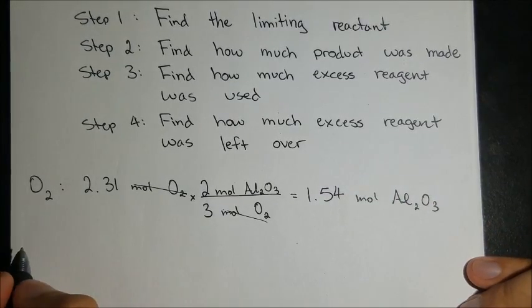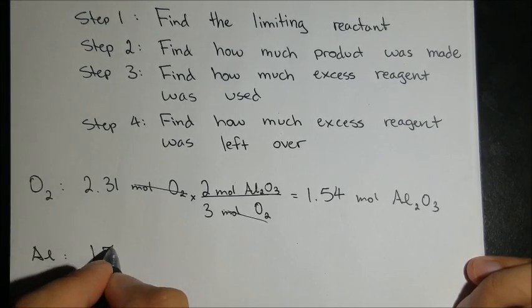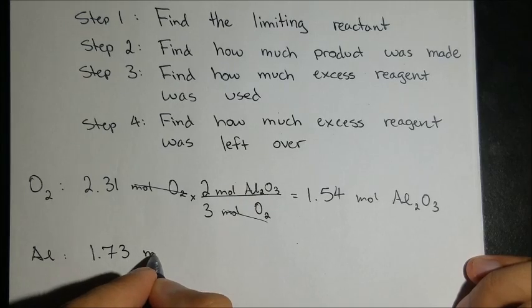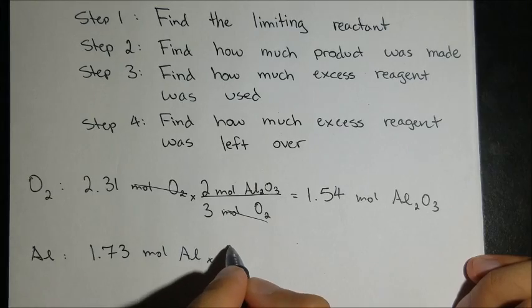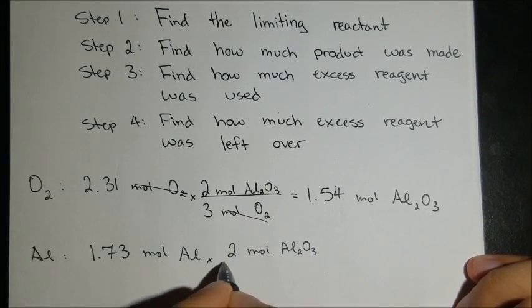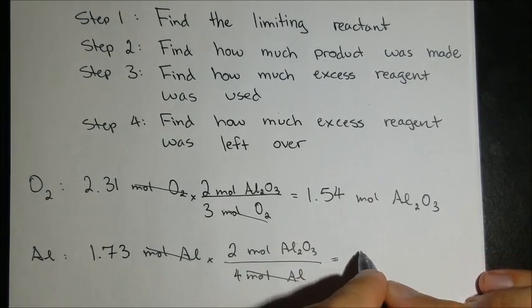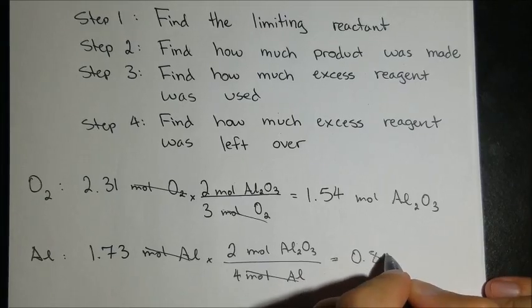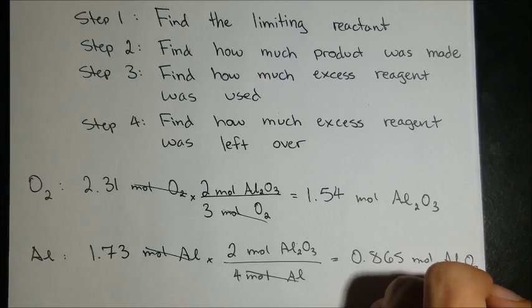Okay, and let's check the aluminum. We had 1.73 moles of aluminum, and from the balanced chemical equation, once again, we had 2 moles of aluminum oxide that are produced when 4 moles of aluminum are consumed. Moles of aluminum cancel, and we have 0.865 moles of aluminum oxide.